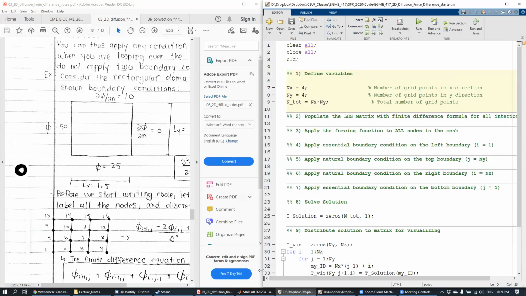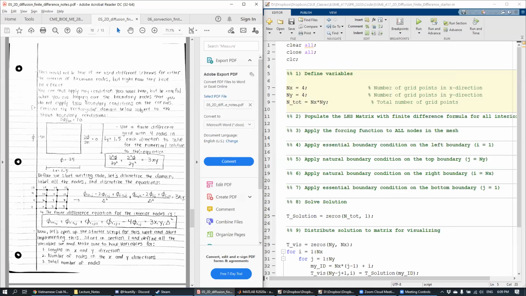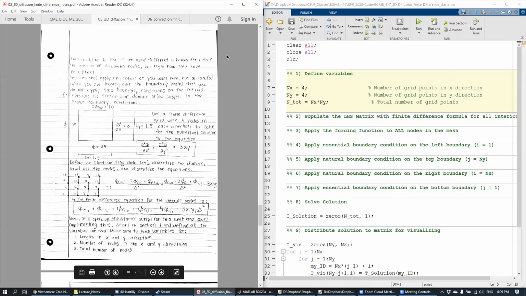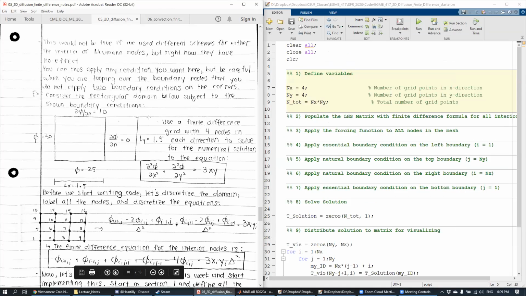So if you open up the starter code, it should be mostly comments, but with some code mixed in. And for this starter code and for this example, basically what we're going to be doing is solving this problem right here. We're going to be solving the diffusion equation on this square domain. And we're going to apply these boundary conditions.